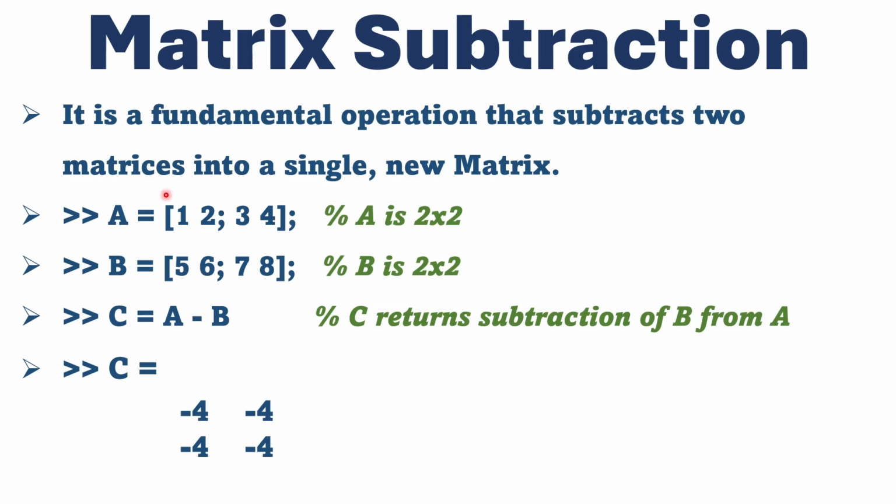If you see, 1 minus 5 is minus 4, 2 minus 6 is minus 4, 3 minus 7 is minus 4, and 4 minus 8 is again minus 4, and that is the reason we get this subtraction result here.